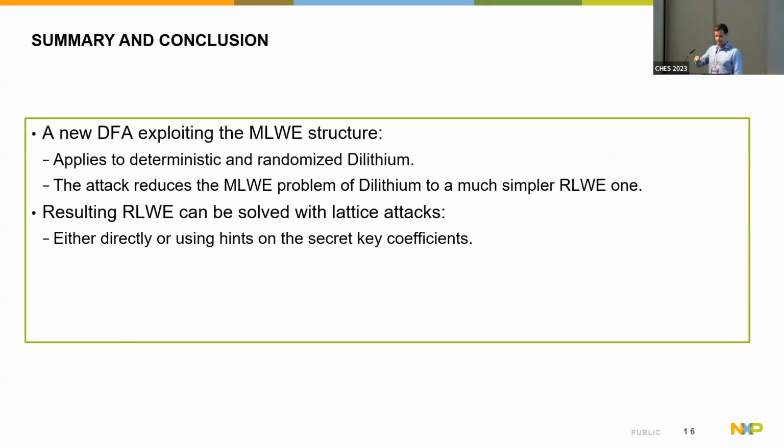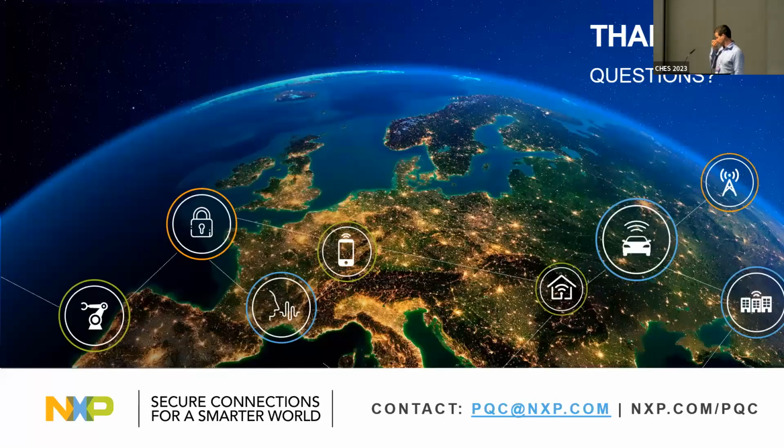Then I'll just ask one question. So towards the end, you briefly mentioned countermeasures. Could you please comment on what the impact on performance would be if we add those countermeasures?